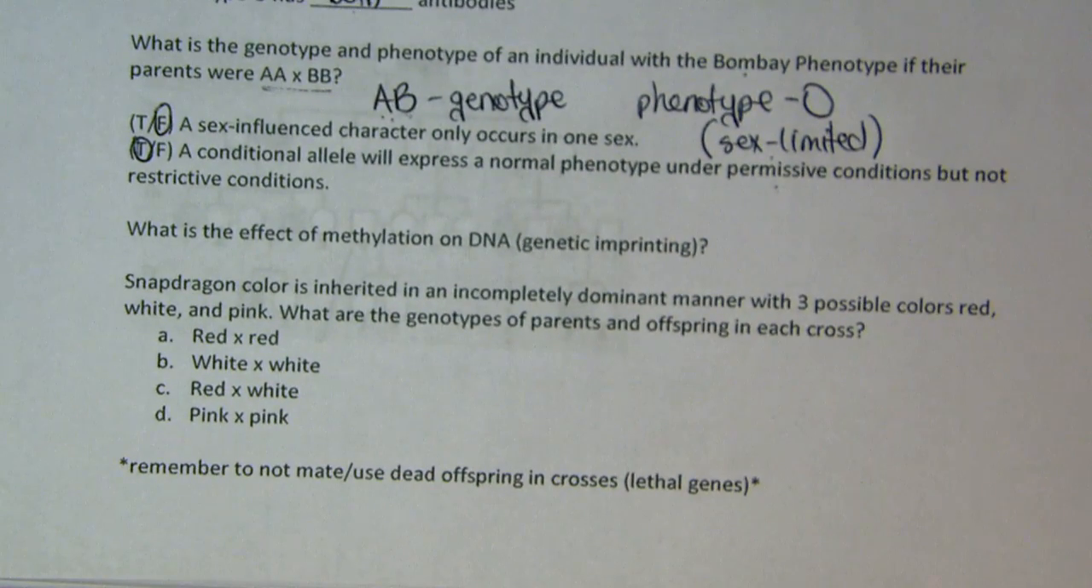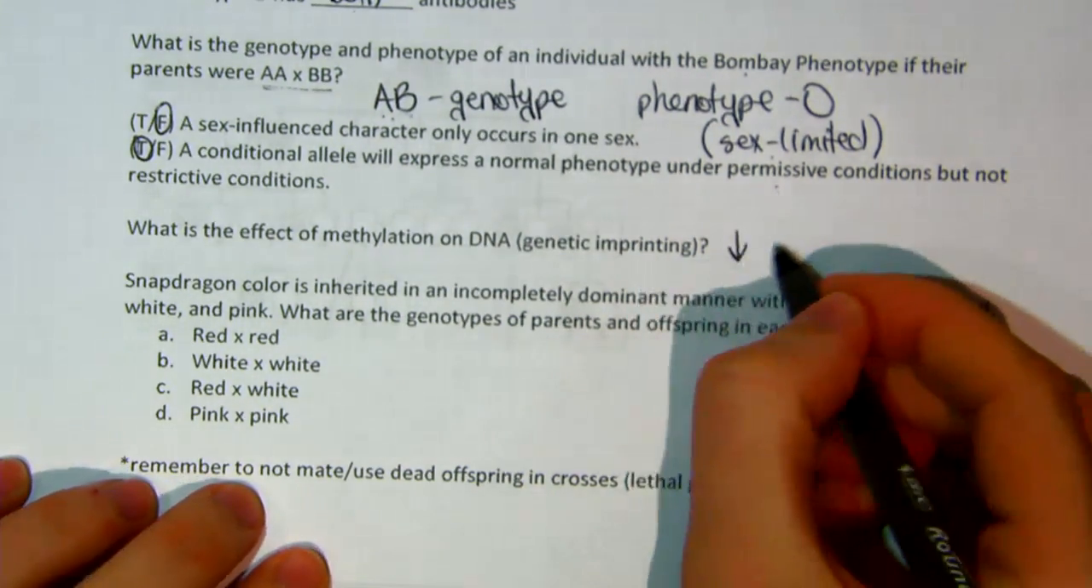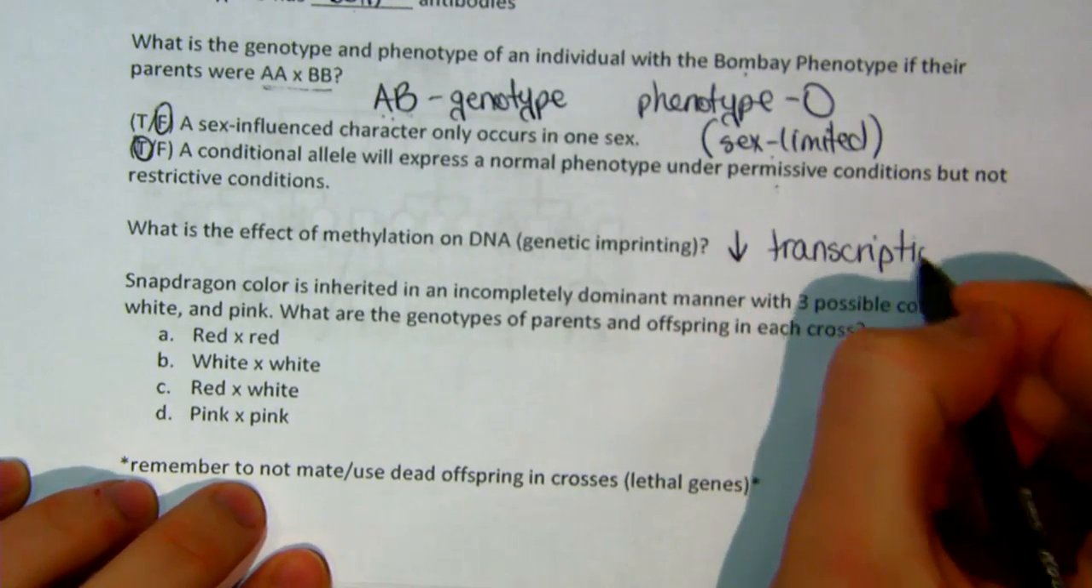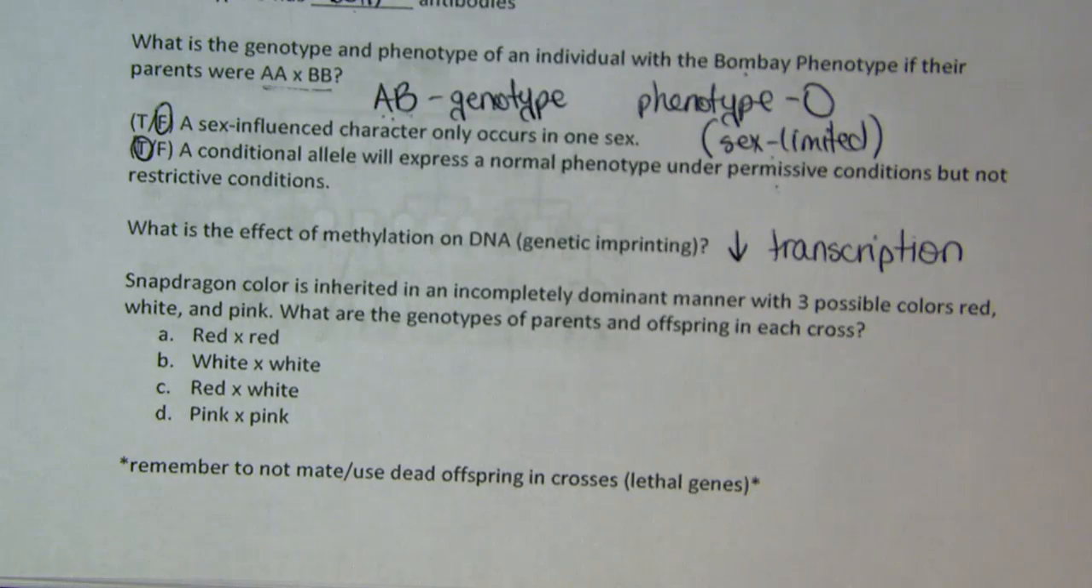Okay, and what is the effect of methylation on DNA? This is the concept of genetic imprinting. Good, silence. So we're going to silence it, or we're going to decrease transcription. So methylation prevents enzymes from attaching to DNA and coding it, transcribing it, all that stuff. So if we methylate DNA, we're not going to have as much transcription. Or we're going to silence that DNA. It cannot become any kind of functional protein.